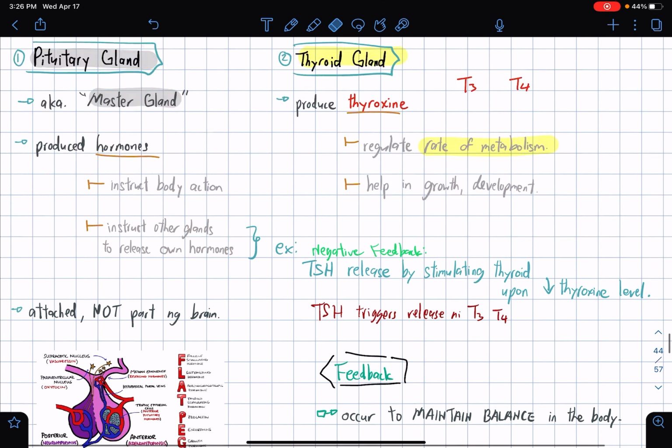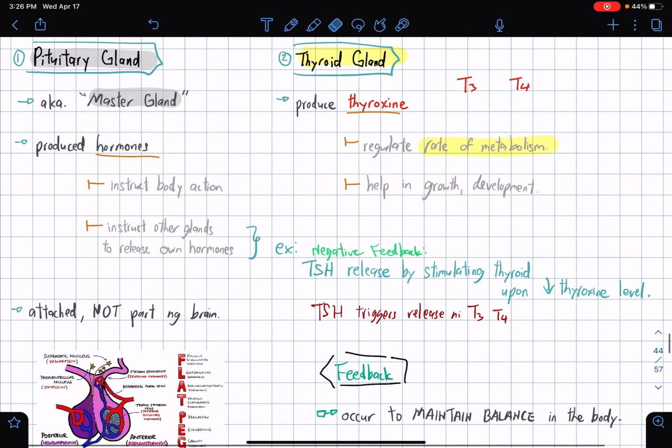So yes, the pituitary gland is attached, but it's not part of the brain. And yeah, this is the pituitary. We have the posterior and the anterior. And yeah, that's all I'm gonna say.